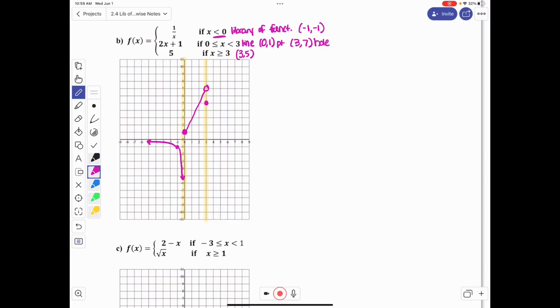Then this, look on your library of functions to remind you what that graph is going to look like, your square root graph. So first, I'm going to plug in a 1. Square root of 1 is 1. So I get 1, 1. Now that is a point. Notice that's in the same place as this one. So I would fill that in. So a point overrides a hole. Okay, so if you have a point that's in the same place as a hole, fill it in.